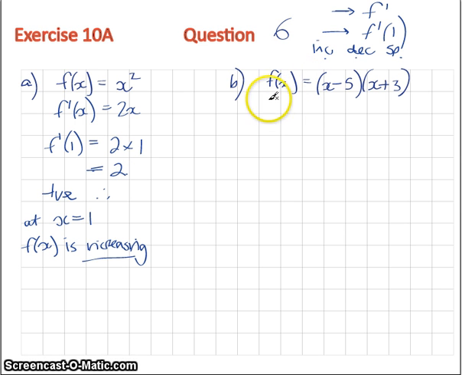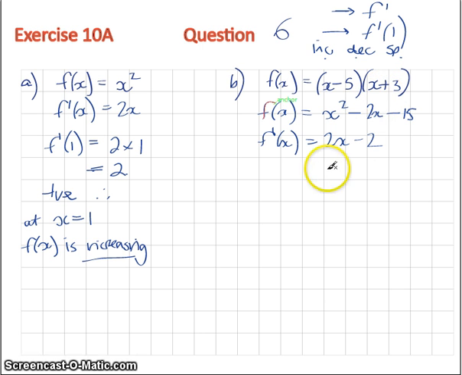So we'll do the similar thing for this second function here. What I'm going to do, because it's going to be probably easier for me, is before I find the derivative, I'll just expand the function. So this is going to be x squared. I'm going to have minus 15 on the tail, and I've got minus 5x plus 3x, which will be minus 2x in the middle. Now I can find the derivative of that, and that'll be 2x minus 2. And it was just a bit easier than using the product rule from the start.